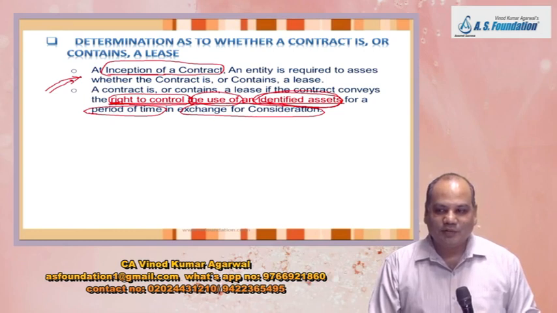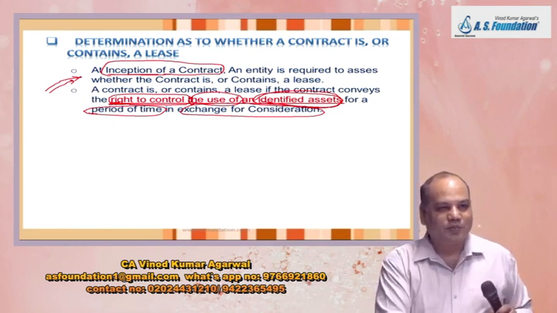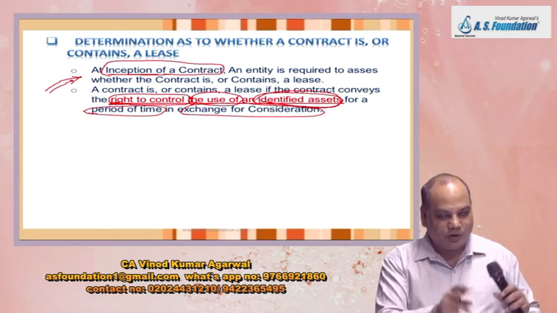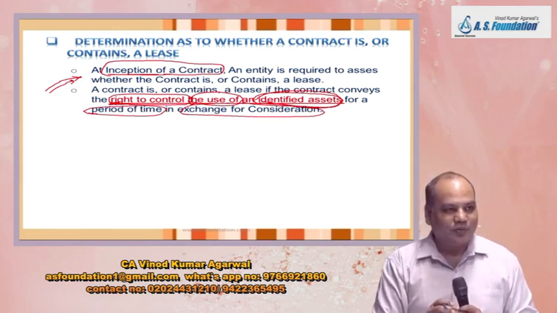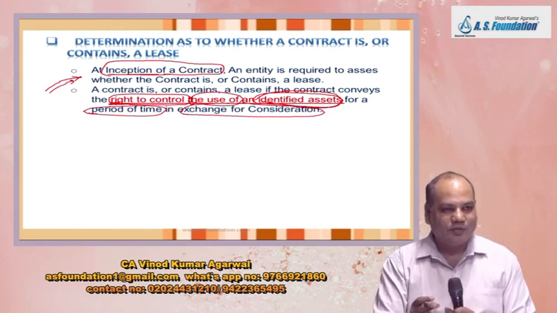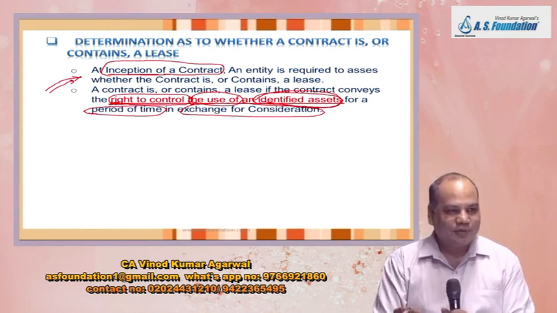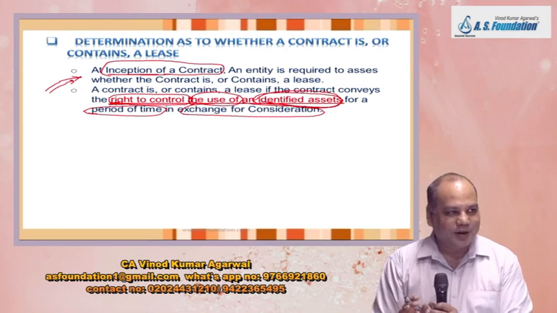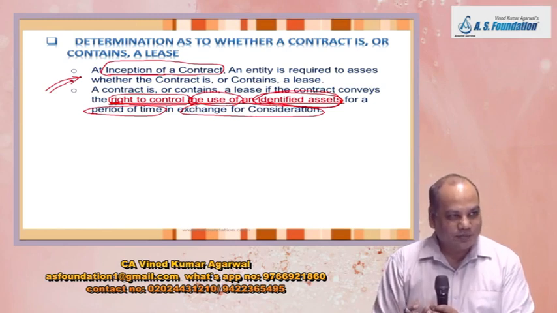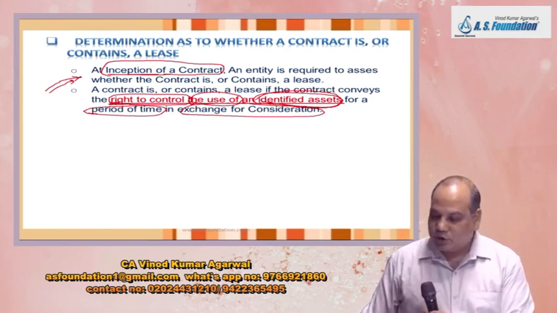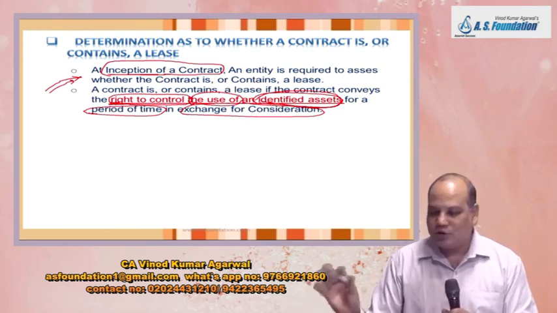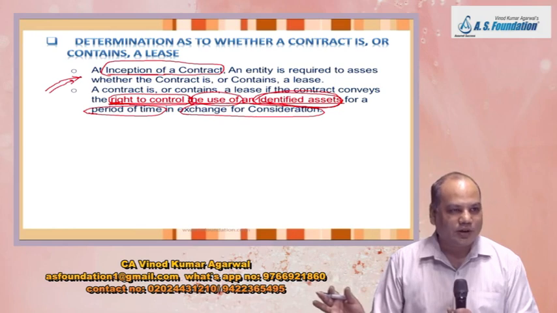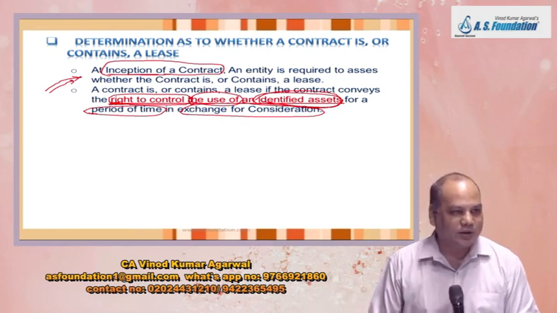Right. But if I have to hire a place in this Prestige Point building, then they will specify this location, office number 101 on the east wing, first floor. That is the identified asset. So therefore, when I take a telecom service from a telecom company, it is not a leased asset. It is not a lease arrangement because there is no identified asset as such.